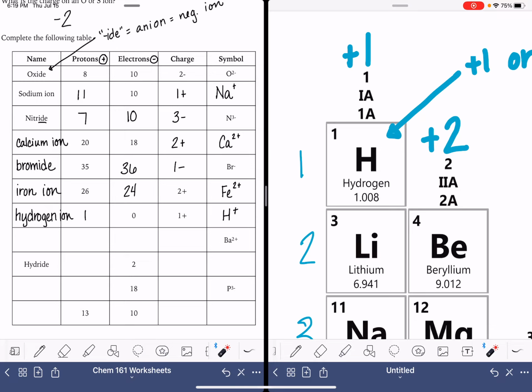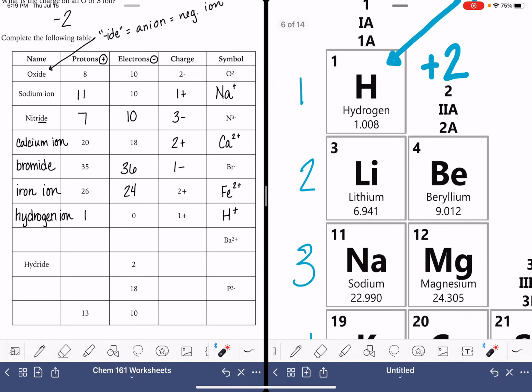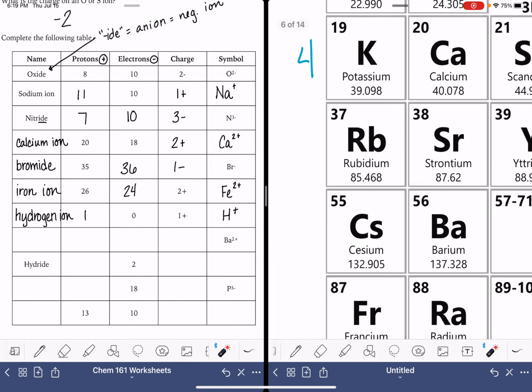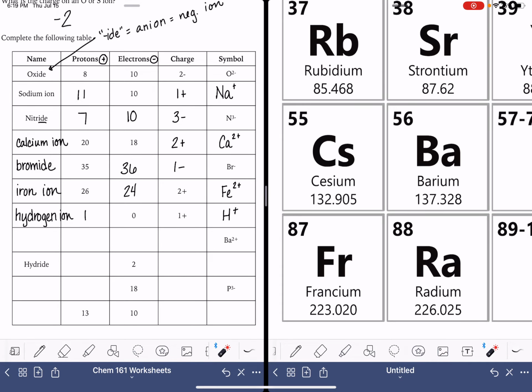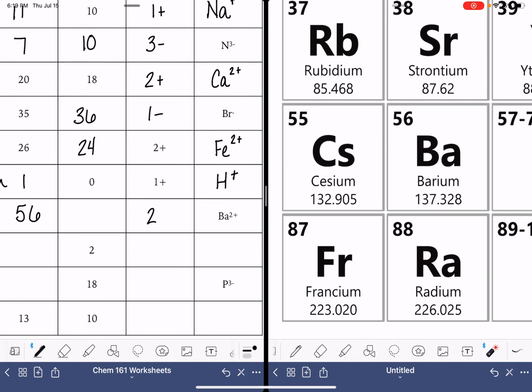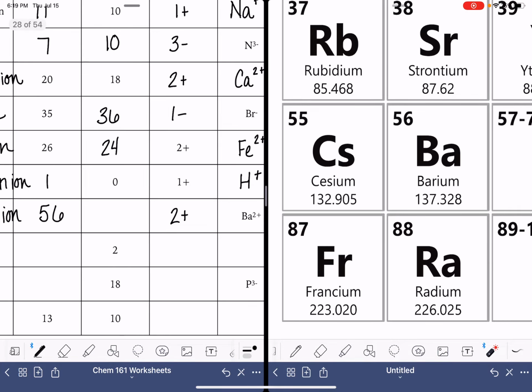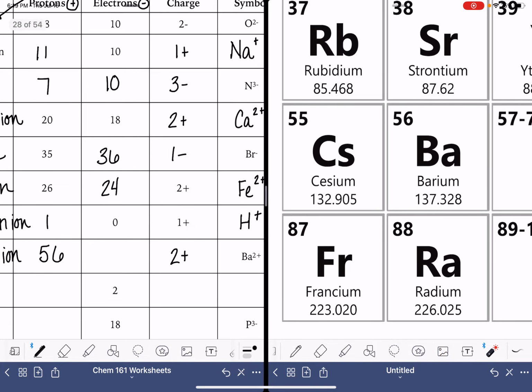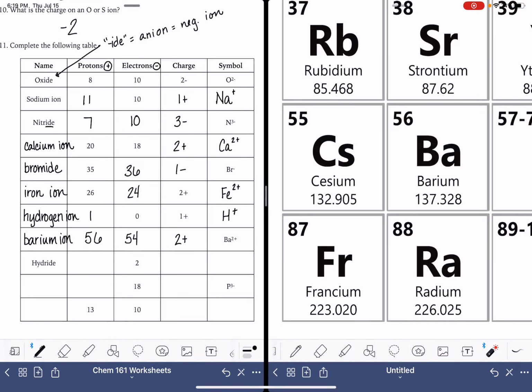Okay, so next we have the symbol Ba2+. That is barium. It's a positively charged ion, so we're just going to call it barium ion. From the periodic table, we can see that it has 56 protons. From this symbol, we can see that it has a 2+ charge. That means that it has more protons than electrons. More specifically, it has 2 more protons than electrons, so that means 54 electrons.